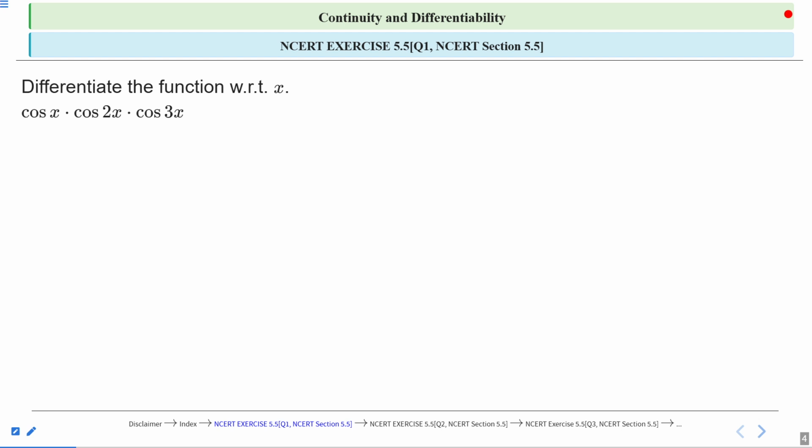We have a function that is cos x into cos 2x into cos 3x, right? We have to differentiate this with respect to x. So how can we differentiate it? See, we can take log of this and we can easily differentiate this, okay? You have 40 seconds to solve or think about this question. After that, we'll move to the solution part, right?